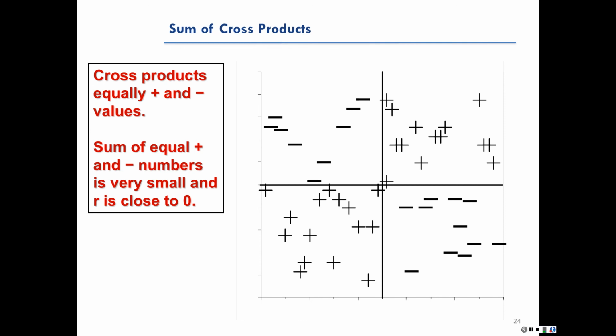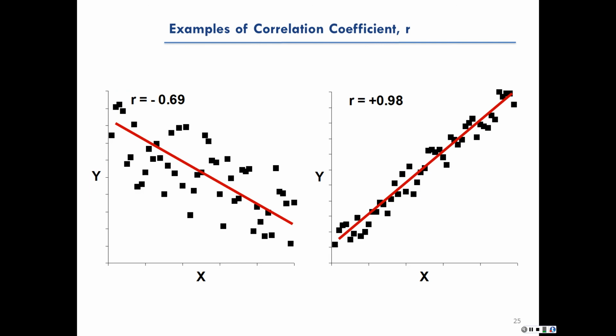If there's no relationship, right, the cross products in the numerator of our equation for r are going to be pretty equally distributed between positive and negative. And so when we add all these positive and negative numbers up that are pretty equally distributed, the sum is going to be very small, and the value of r, our correlation coefficient, is going to be close to 0, which means no relationship. So let's look at two examples here.